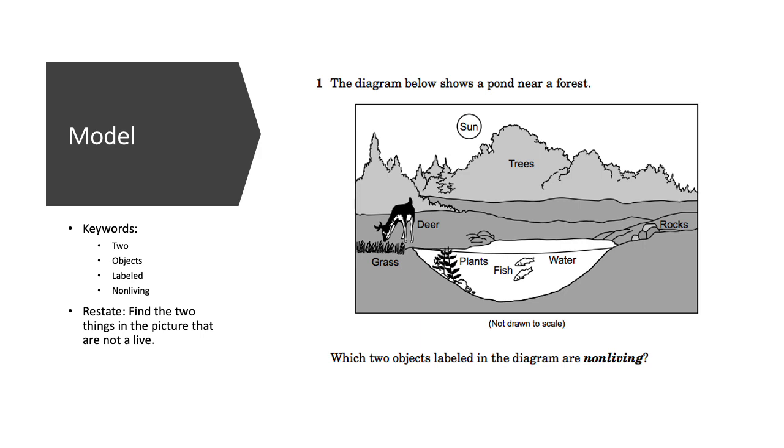Okay, so 2, pretty straightforward. I need to have 2 objects or things. They need to be things that are labeled in the picture or diagram, and they need to be non-living, so not alive. So what are some of those things? Well, I'll get to that, but first I need to go through and restate my question. Find the 2 things in the picture that are not alive.